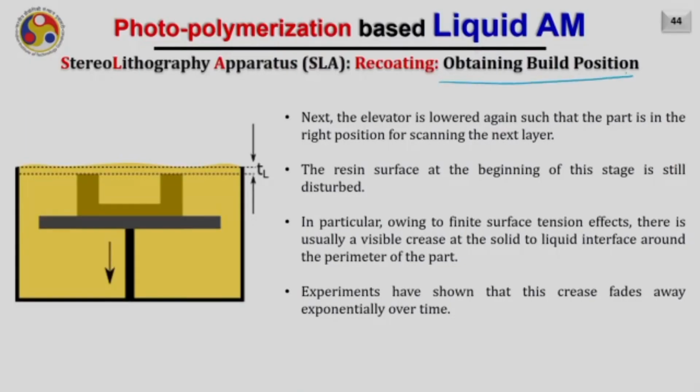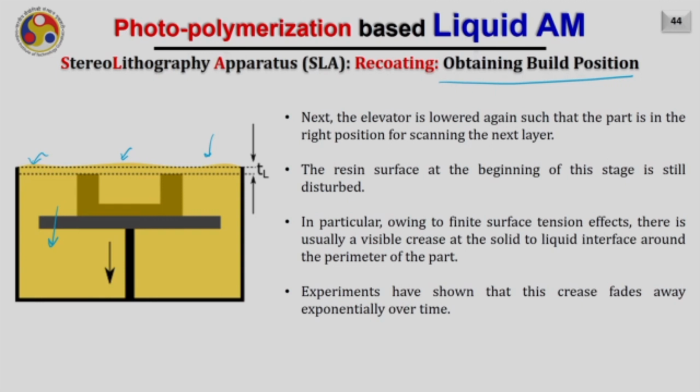Now the next is obtaining the build position. So in this case the elevator is lowered again such that the part is in the right position for scanning the next layer. The resin surface at the beginning of this stage is still disturbed. You see here this waviness, it is still disturbed. In particular, owing to the finite surface tension effect, there is usually a visible crease even at the solid to liquid interface around the perimeter of the part.